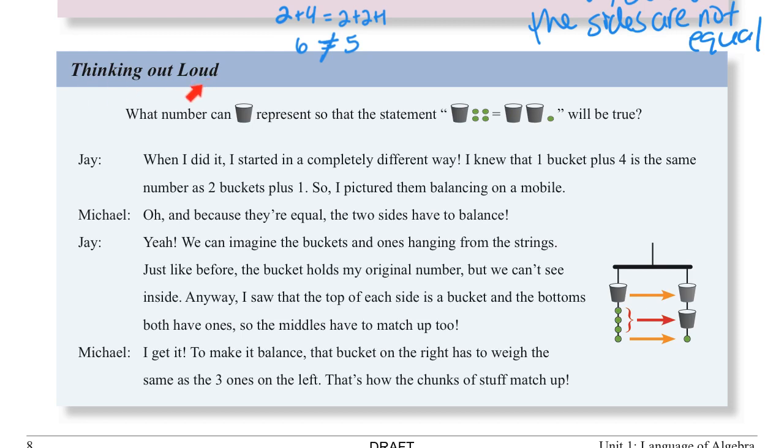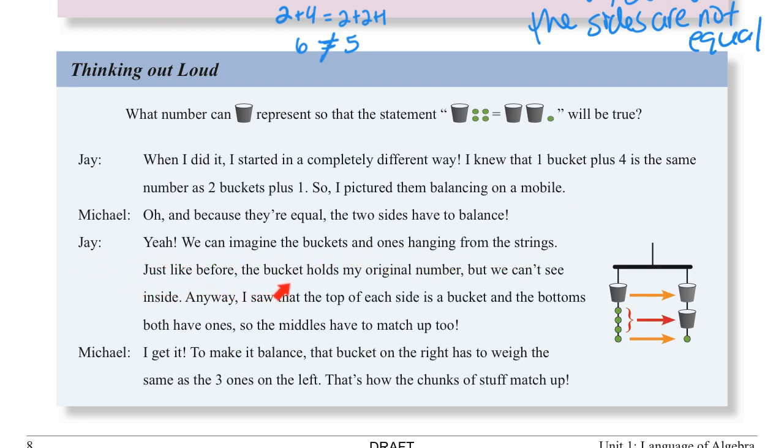Okay, this part of the thinking out loud continues the conversation that the students were having about the same problem. Jay said, when I did it, I started in a completely different way. I knew that 1 bucket plus 4 is the same number as 2 buckets plus 1. So I pictured them balancing on a mobile. Michael says, oh, and because they're equal, the two sides have to balance. Jay says, yeah, we can imagine the buckets and ones hanging from the strings.